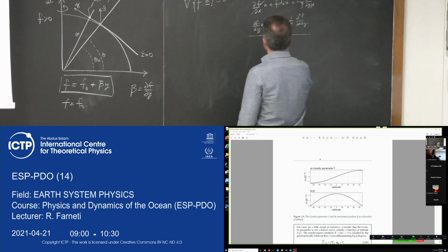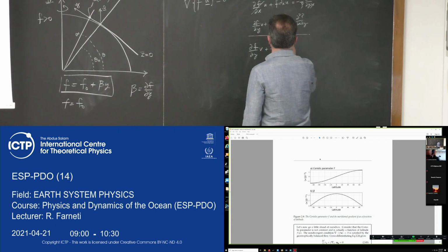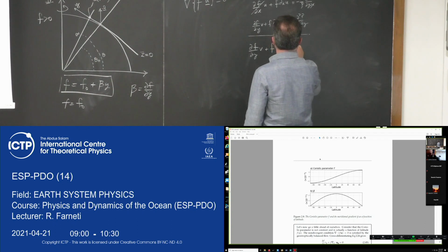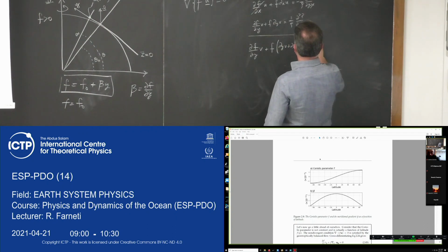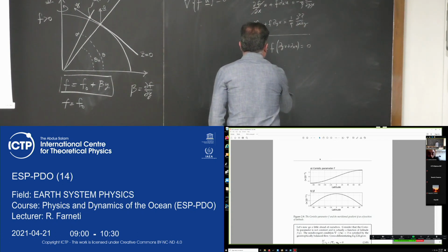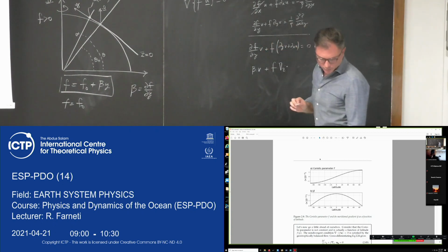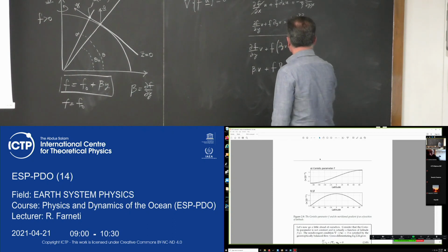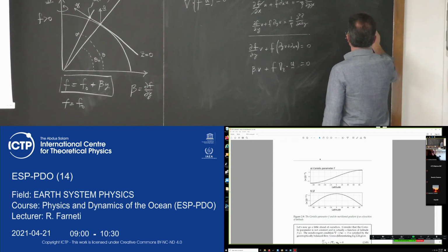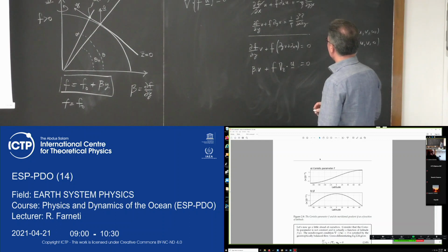So if you sum these two, you get d by dy of f v plus f dy v plus dx u equals 0. Okay, and this is beta, and this, how did I write it? Okay, remember that the velocity U is u, v, 0. Okay?